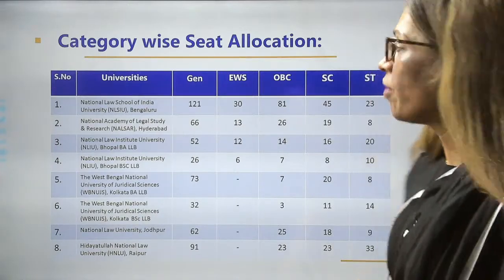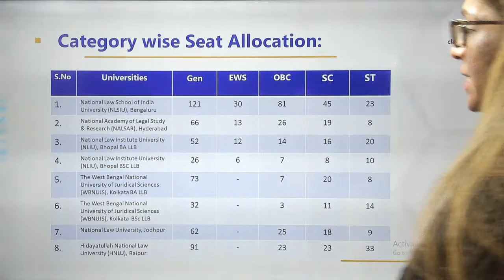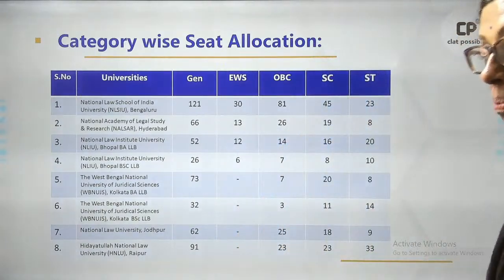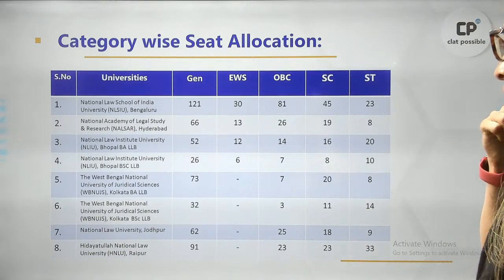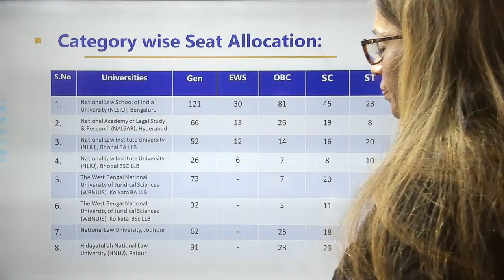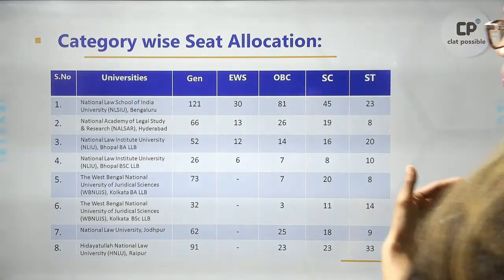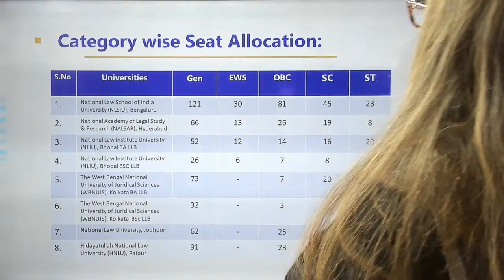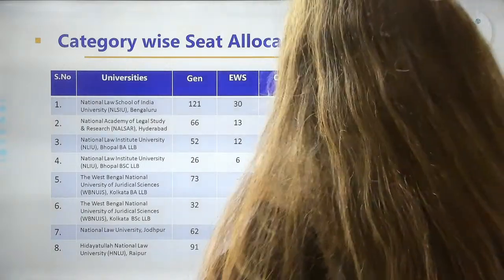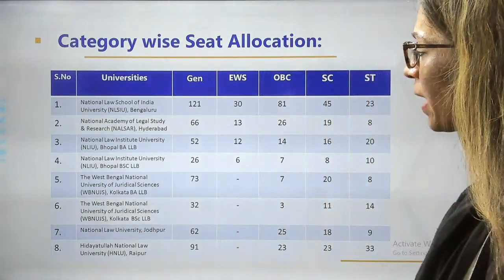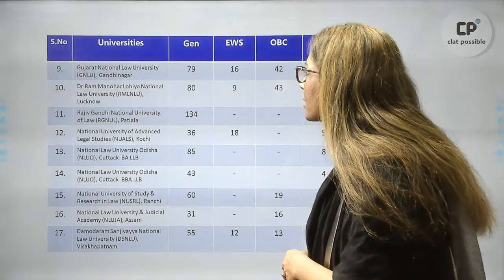Just a quick go through of the seats. So the EWS seats in Bangalore in the top 10 law schools is the maximum, followed by Hyderabad and then Bhopal. Of course, different universities have their own OBC seats, and SC/ST seats are nationally taken up. However, after Bhopal, the other universities do not have the EWS category.